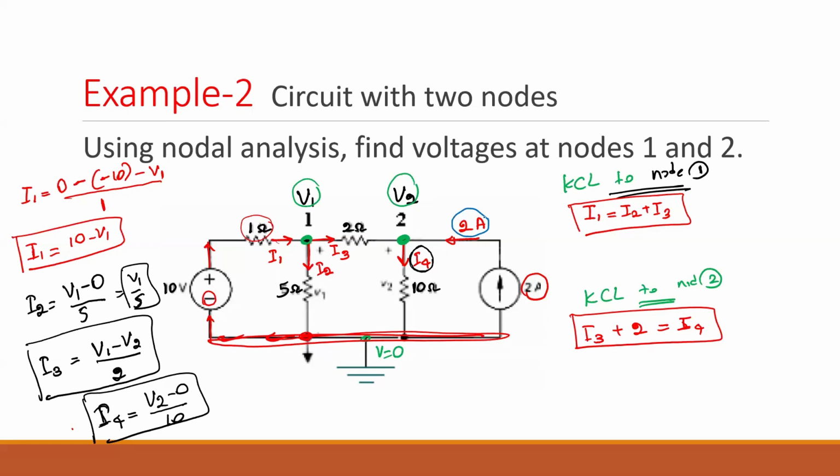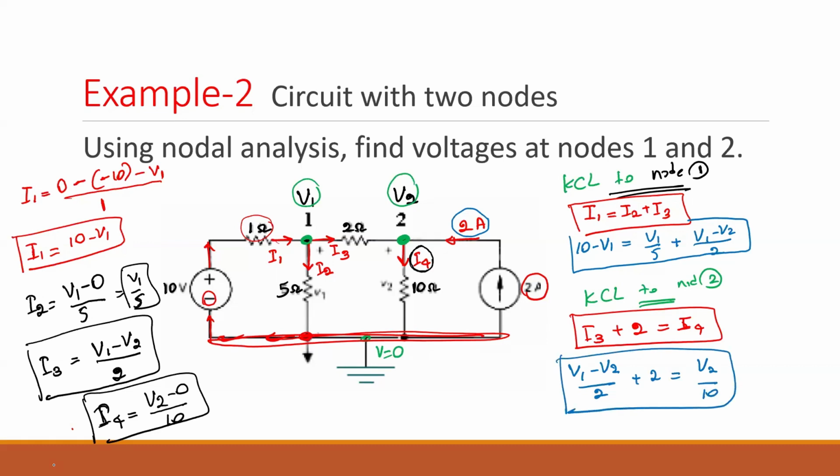Okay, so now we substitute it. I1 is 10 minus V1, equals I2, which is V1 over 5, plus I3, which is V1 minus V2 over 2. So this is your equation when you substitute currents with the voltages. And the next one, KCL to node 2: I3, which is V1 minus V2 over 2, plus 2, is equal to V2 divided by 10. Okay, so you have two simultaneous equations and two unknowns. From your maths, you know how to solve two simultaneous equations and find V1 and V2. Does that make sense? Yep.